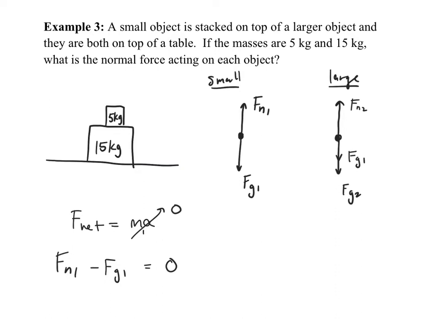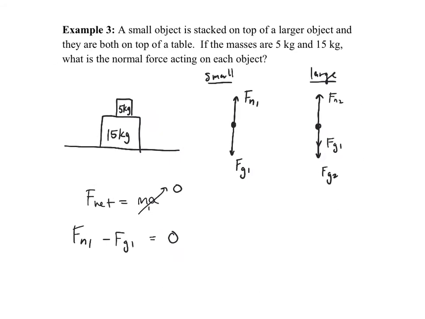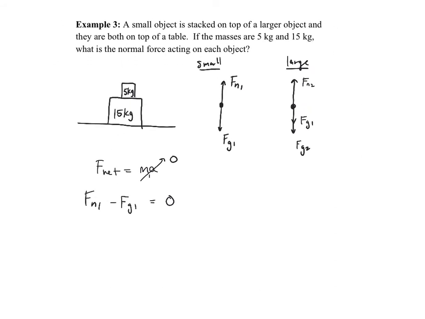Remember, it's got a normal force pushing up on it from the bigger object. It's got its weight pulling down. Normal force is positive, weight is negative. Up versus down. Positive versus negative. So from this, we can find the normal force, right? Because we know FG1. FG1 is calculable. You can calculate FG1.